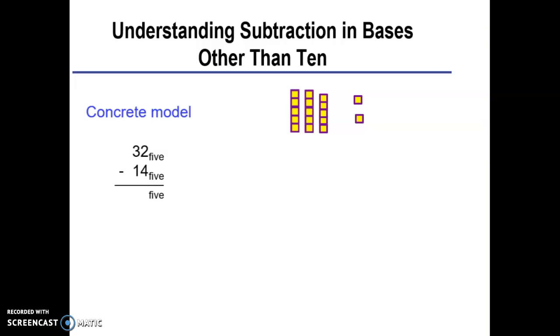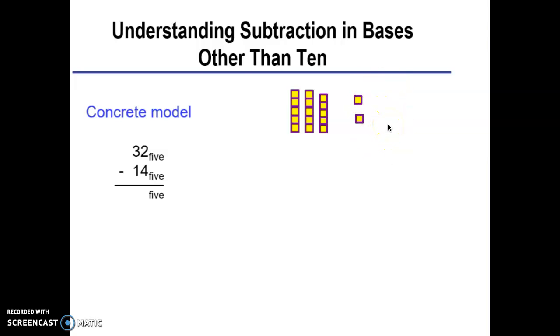All right, let's do this one. So I've got 32 base 5, 3, 2, 3 longs and 2 tinies, and I'm going to remove 14 base 5, 1 long and 4 tinies. Well, immediately I notice I only have 2 tinies, but I'm supposed to remove 4.